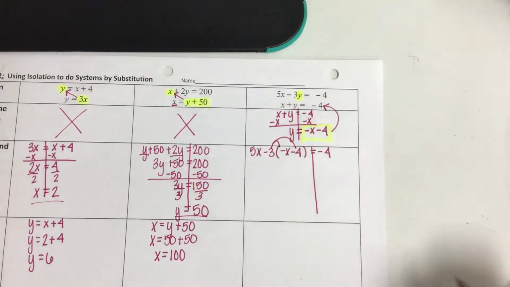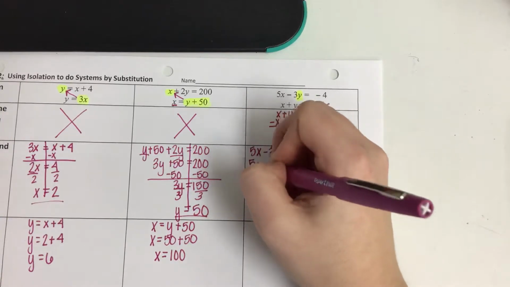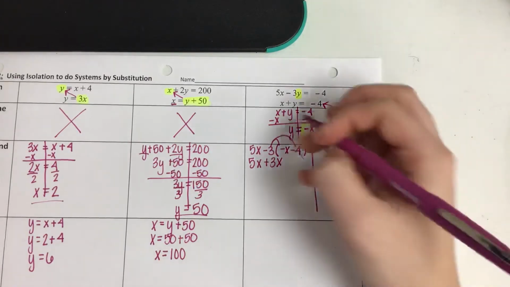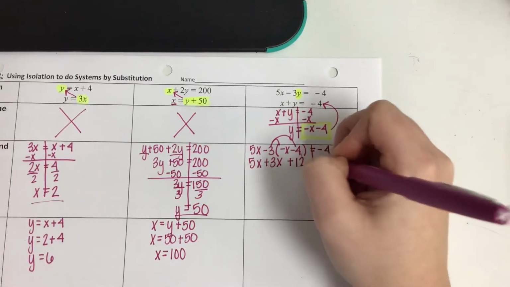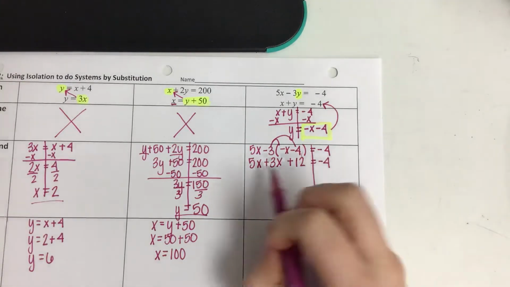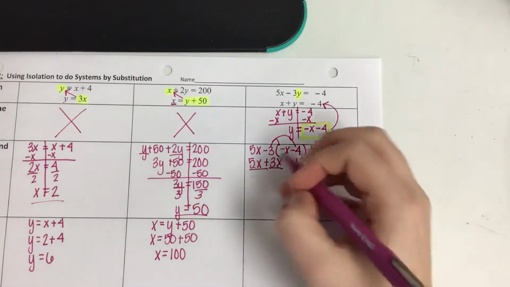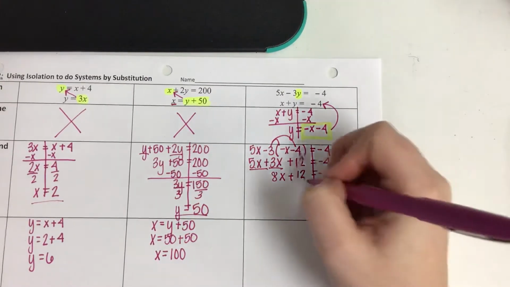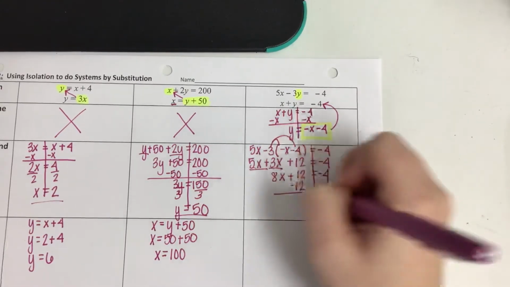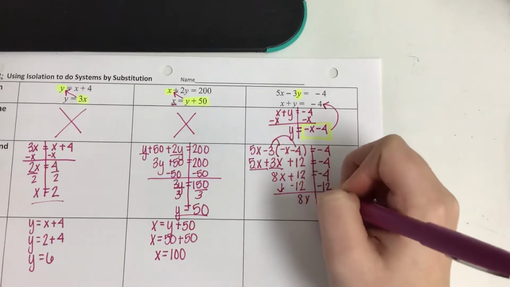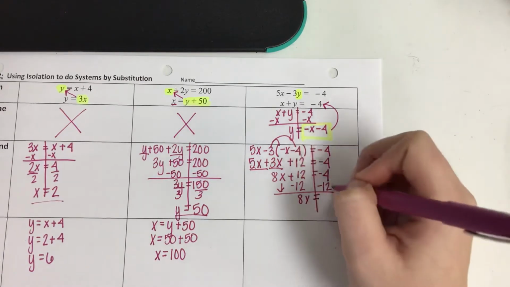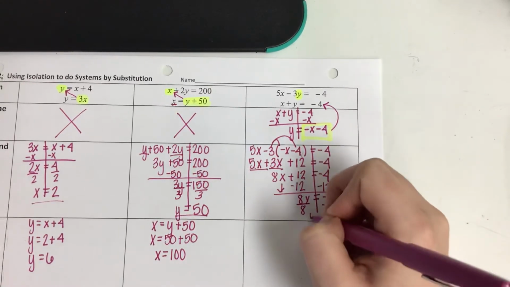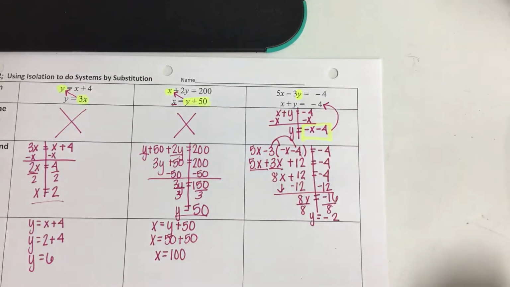We're going to distribute our negative 3, so our 5x stays. Negative 3 times negative x is a positive 3x. Negative 3 times negative 4 is a positive 12, and that's going to equal negative 4. 5x plus 3x we can combine to give us 8x plus 12 equals negative 4. We'll subtract 12 from both sides to get 8x equals, let's see here, negative 16. We'll divide both sides by 8, and I get y equals negative 2.